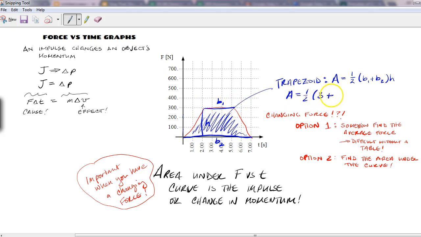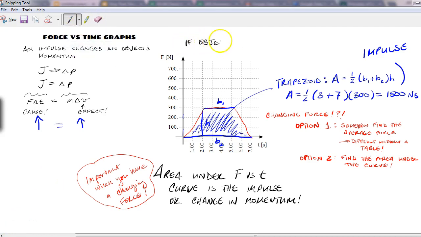And so I can go ahead and plug those numbers in. Base 1 here is 3 seconds. Base 2 on the bottom there is 7 seconds. And then the height is 300 newtons. And if I plug all that stuff in, I end up with an area of the trapezoid of 1,500 newton seconds. I think that's way easier than trying to figure out what the average is first, and then going ahead and multiplying that average net force by the time, which is 7 seconds. Again, I think that's way easier sometimes. So it's definitely an option you want to use.